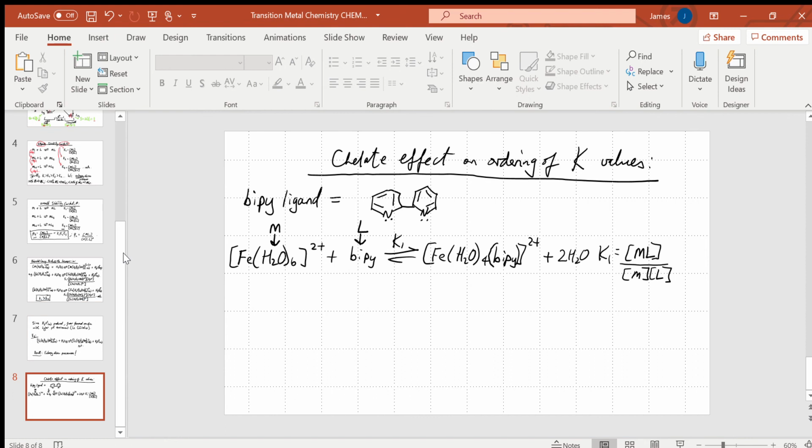If we go on to look at K2, then we'd have the product from the first reaction. So we'd have Fe(H2O)4 and then we'd have Bippy. You could put aqueous here. I'm not going to bother because hopefully it can be assumed now that water is a liquid and everything else is aqueous. Let's add another Bippy.